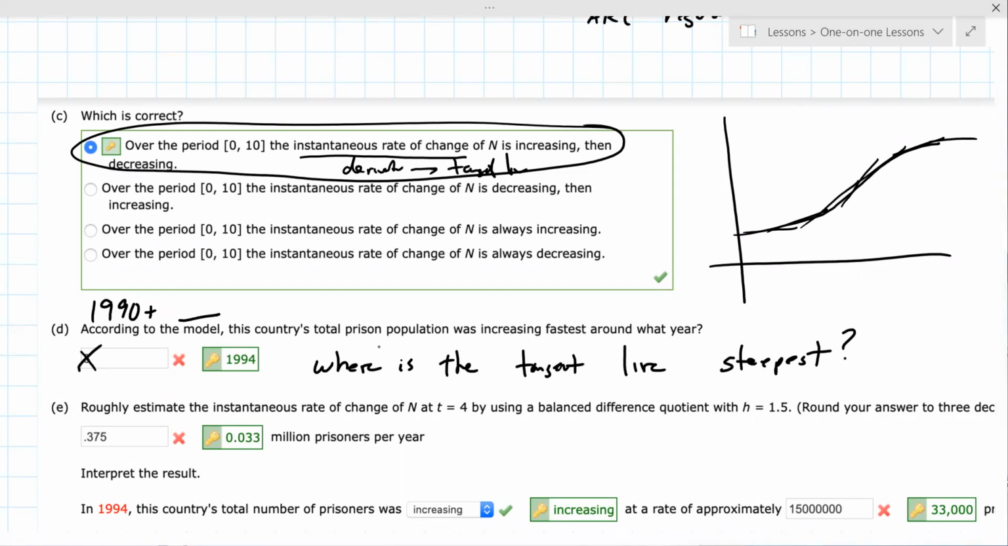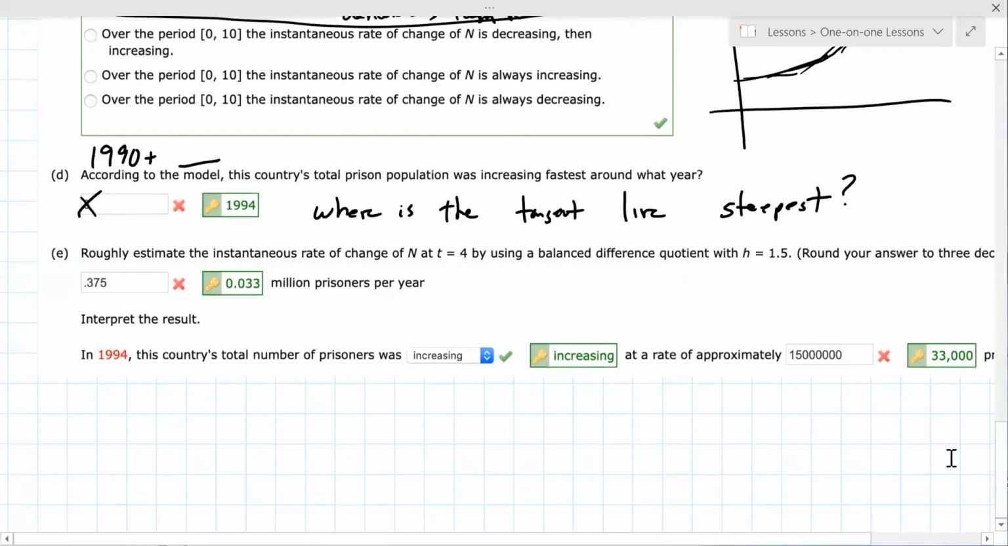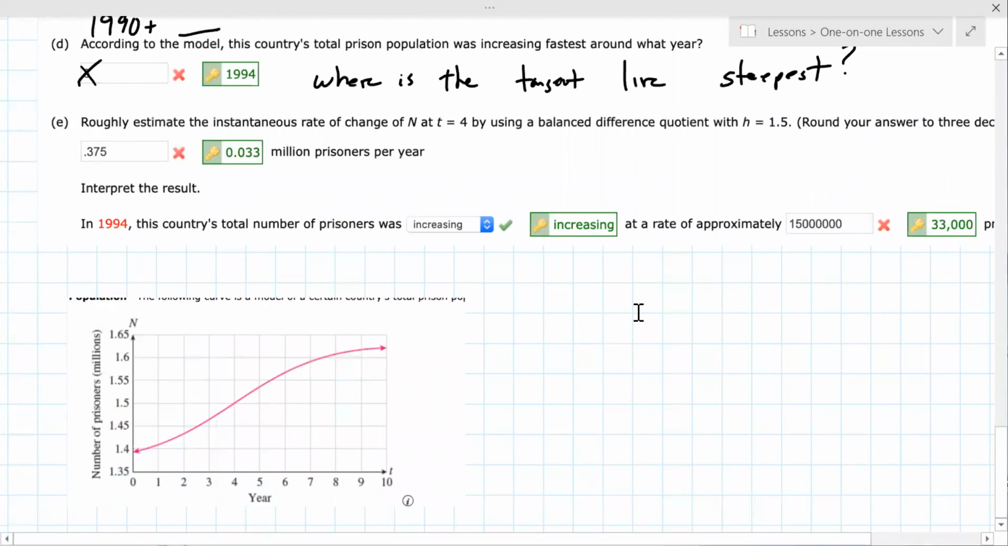Roughly estimate the instantaneous rate of change at t equals 4 using a difference quotient with h equals 1.5. Okay, this one's pretty tough to do. Let me snip in the graph again so that we can have that available to do. So this is part D. So it's saying at t equals 4, so it's right there. And this h equals 1.5 means you're going to go over 1.5. So down right here at 5.5, you're going to get that value there. What's that y value there?